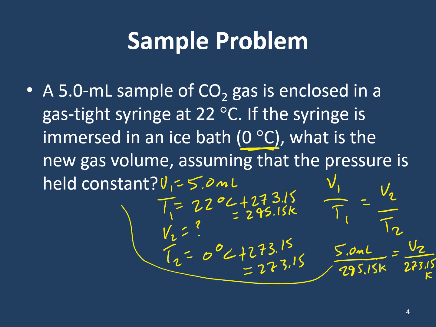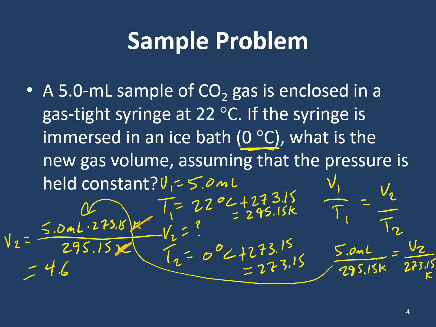I'm going to do this over here. So V2 is going to be equal to 5.0 milliliters times 273.15 Kelvin all over 295.15 Kelvin. And as you can see, the Kelvin units are canceling. We're left with our volume in milliliters, and you should get about 4.6 milliliters of gas. This has 2 sig figs, so our answer should have 2 sig figs as our answer here.